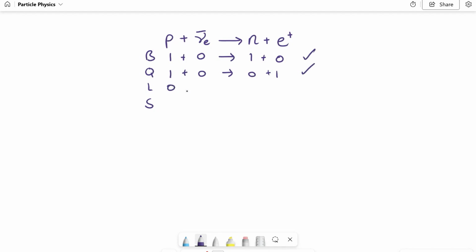Both those are allowed. Lepton number, 0 minus 1, because the anti-electron neutrino is minus 1. So an antiparticle. Neutron 0, plus or minus 1 there as well. So we'll put plus minus 1 like that again here. So again, that would be allowed. And strangeness, none of them are strange.